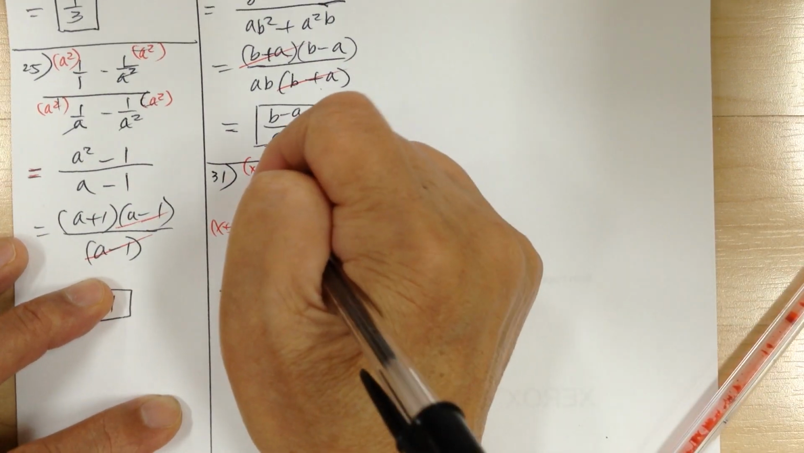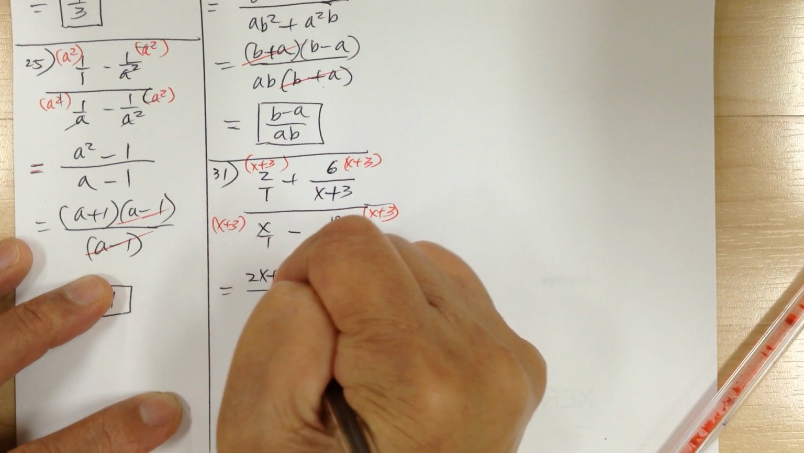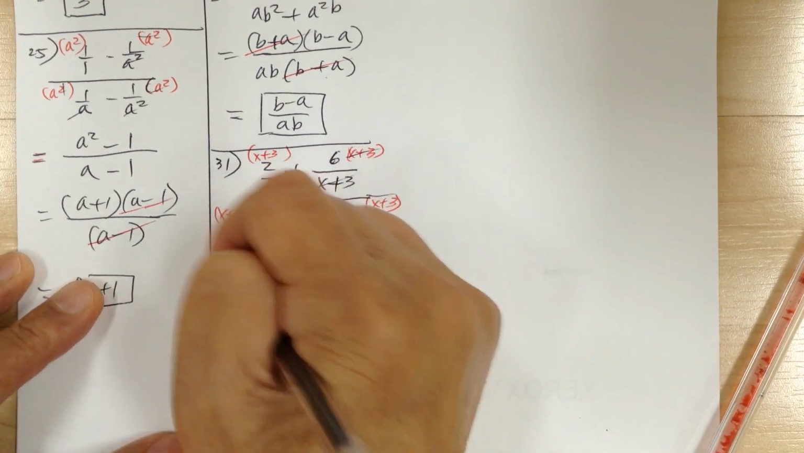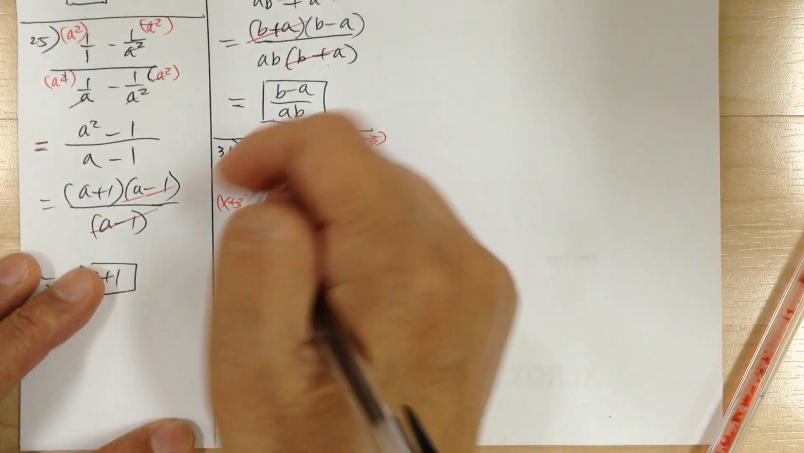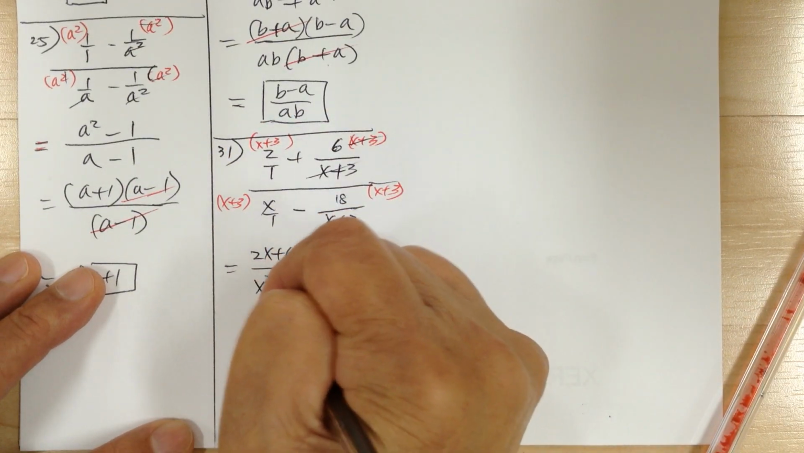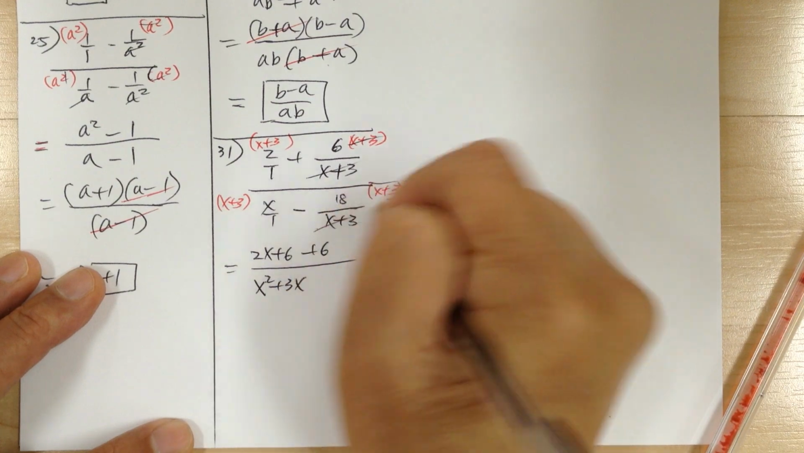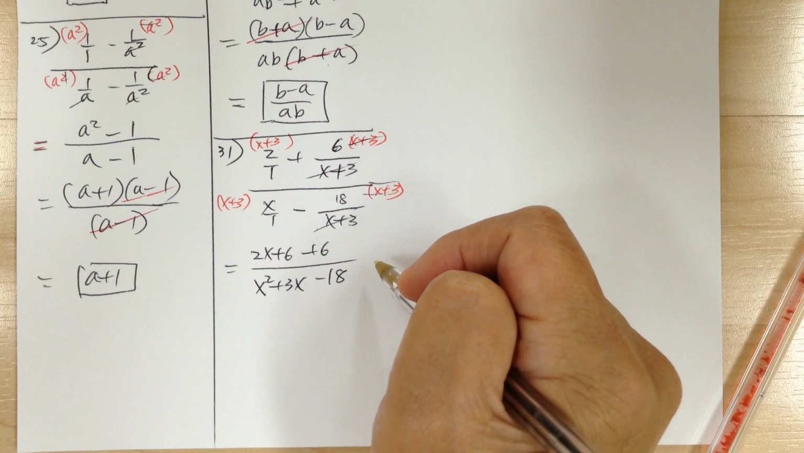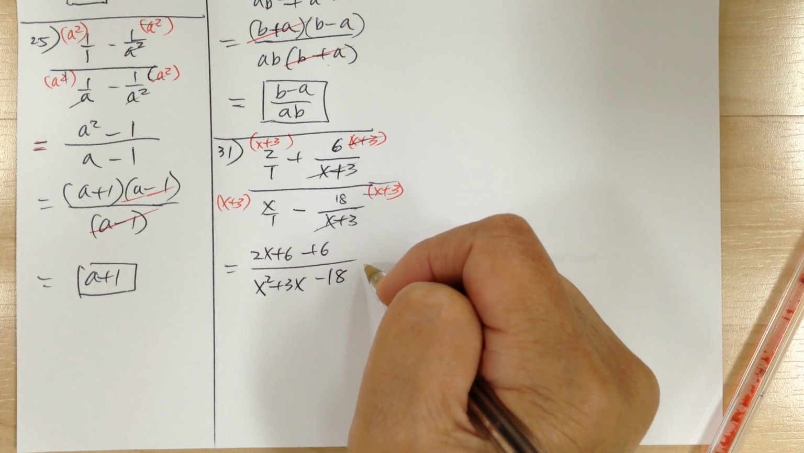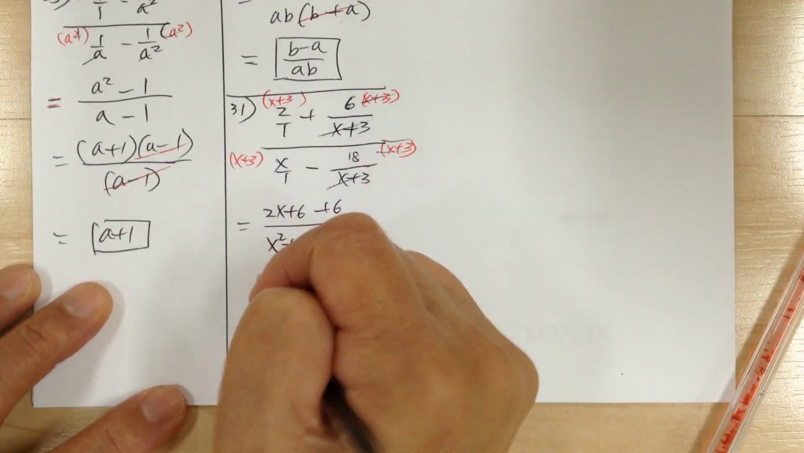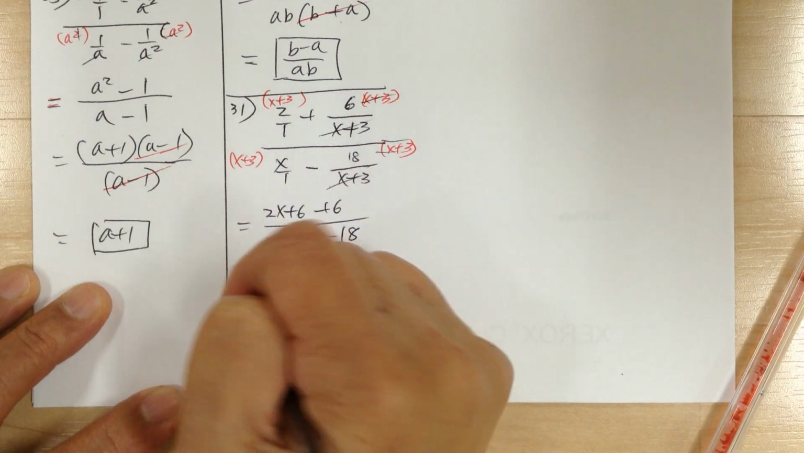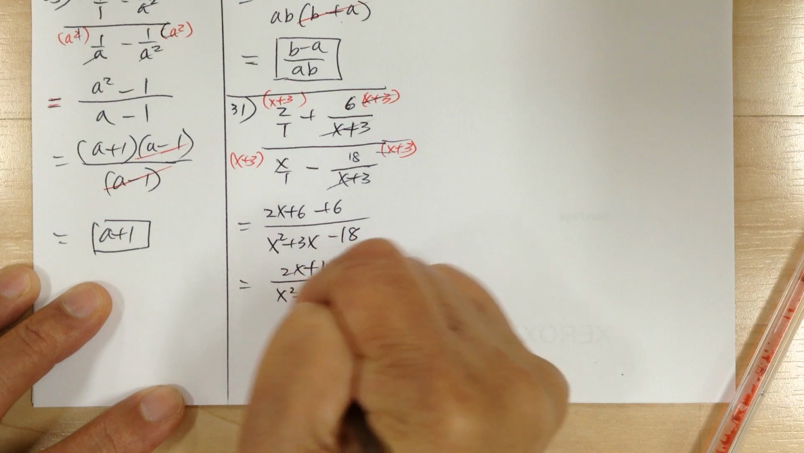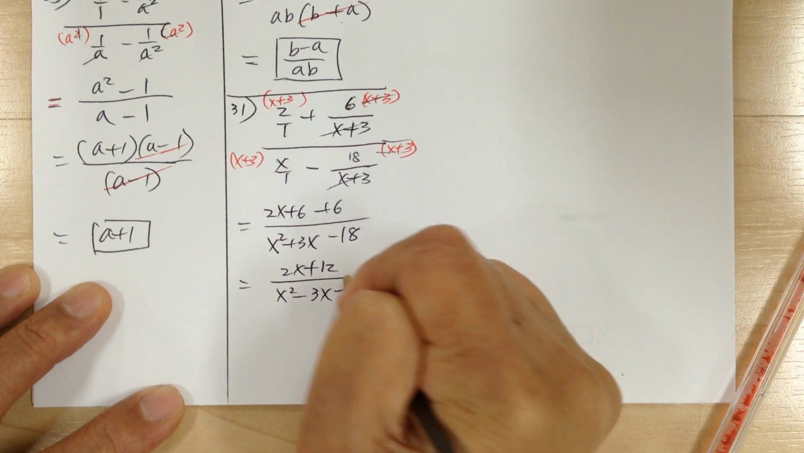This one does not cancel, so you just multiply, and you get 2x plus 6. This one cancels out, so it'll be plus 6. Over here, this one does not cancel, so you have to multiply, and you get x squared plus 3x. And this one cancels, so it'll be minus 18. Then after that, you need to factor everything. Well, actually, you have to combine these first. So you're going to get 2x plus 12 over x squared minus 3x minus 18.